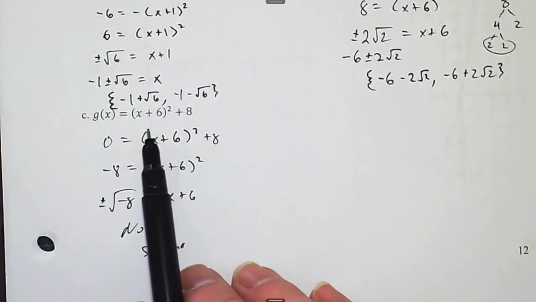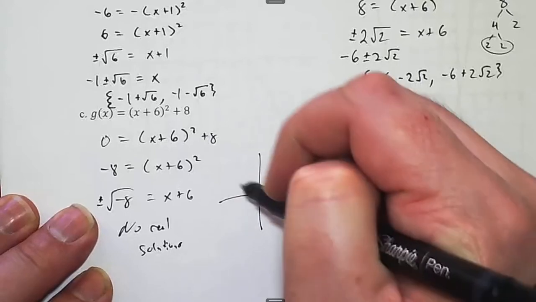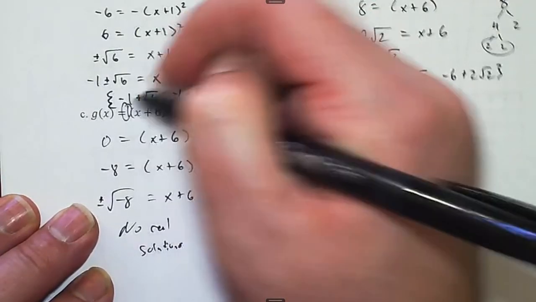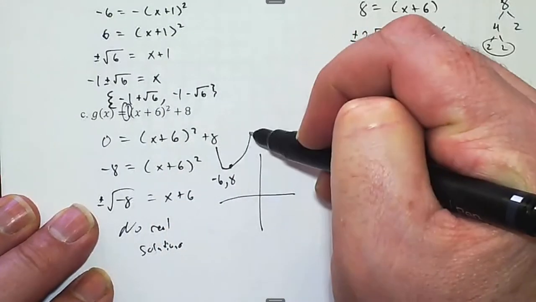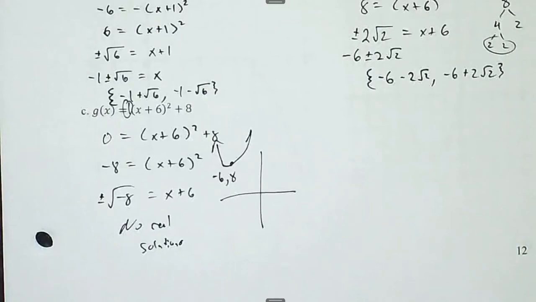The reason why there's no real solutions is this graph doesn't cross the x-axis. If you think about your transformations, this is a parabola shifted 6 to the left and 8 up. So it's at like negative 6 comma 8. But the a value is positive. So it has a range from 8 to infinity. It never even goes to 0.